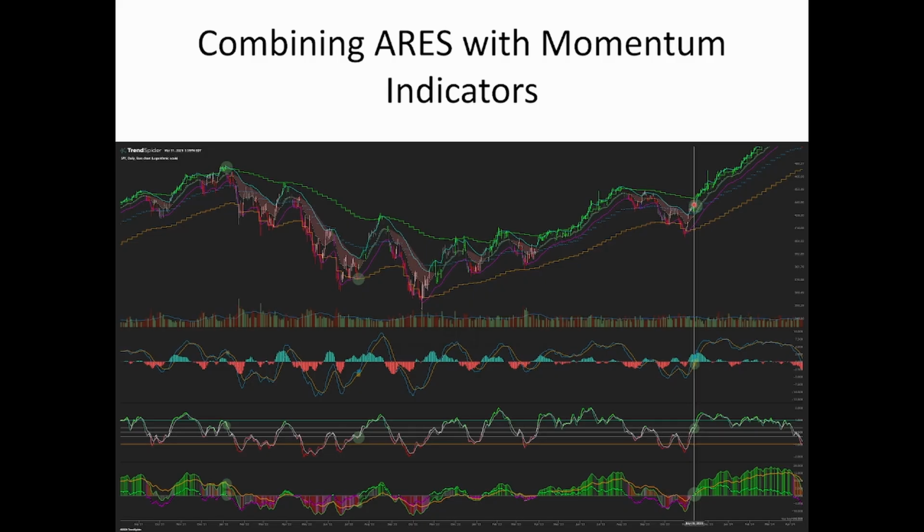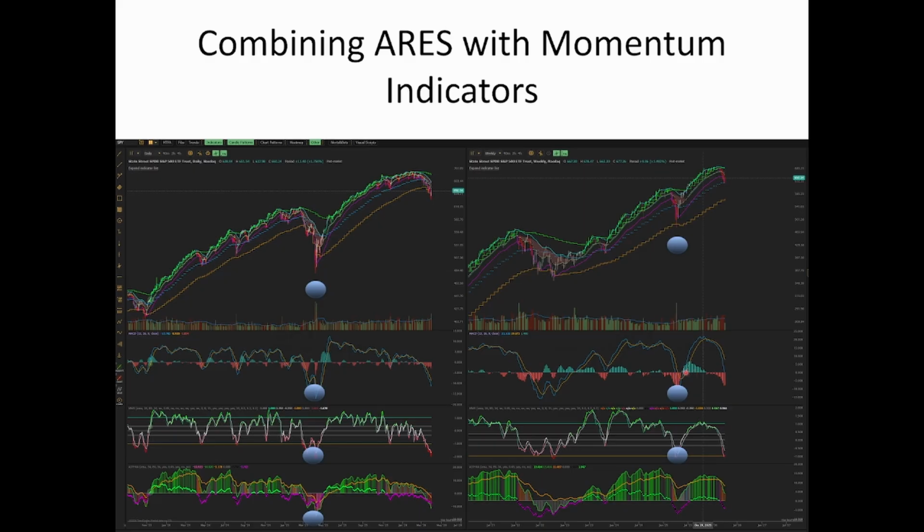On the contrary, when the price hits the upper envelope here, we see that all the indicators are in a bullish setup and also show positive divergence relative to the price evolution. Combining ARES with momentum indicators can be very productive, as we've seen. And here's another example for the SPY reversal in 2025.